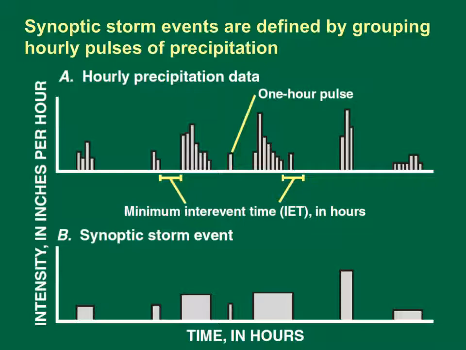The example of the inter-event time on the right shows a series of contiguous 1-hour pulses followed by a dry period and another 1-hour pulse that occurs within the inter-event time. In this case, the final pulse is lumped into the larger event. Each bar in the bottom timeline shows the synoptic storm events corresponding to the cluster of hourly pulses in the upper timeline. Each event has a duration equal to the time between the beginning of the first pulse and the end of the last pulse. Each event has a volume that is equal to the sum of precipitation that occurs during that event.